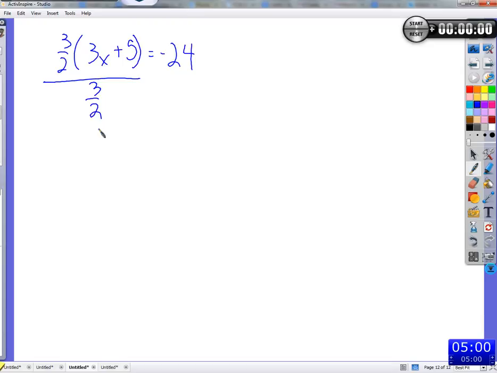Right? And does that mean that 3/2 cancels that 3/2? Yes. No. You sure? We should be sure. Okay, I'm going to do this again. 3/2 over 3 halves times 3x plus 5 over 1. Whether we write it like this or we write it like this, it's all the same.